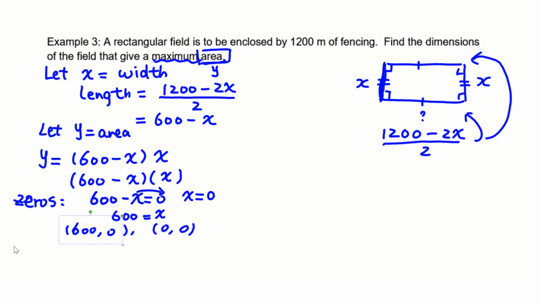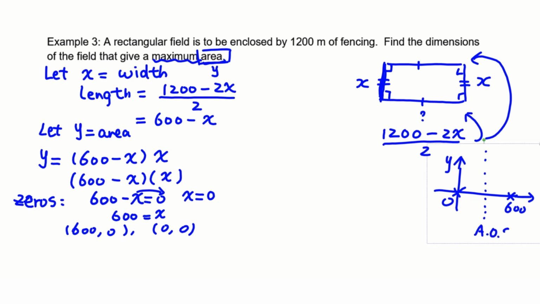So from the two zeros, if we sketch it, you will see you have 0 here, you have 600 here, so you have two zeros, and y is the area. The middle of these two zeros is the axis of symmetry. So it will be the average of the two zeros. So 600 plus 0 divided by 2 gives you 300. This is your p value, the x value.